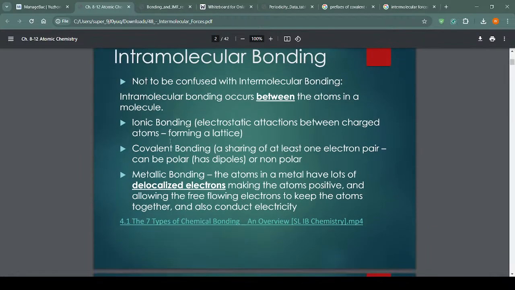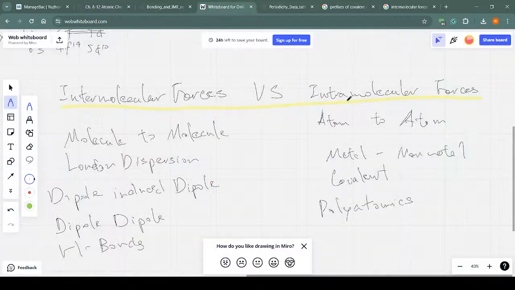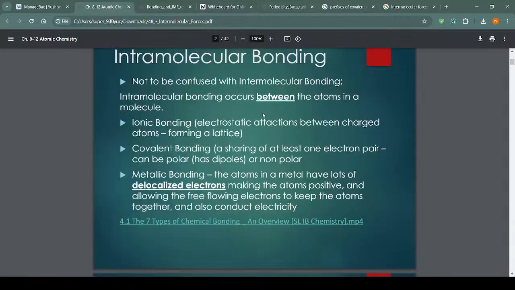Right. So ionic bonding, intermolecular bonding. Intra happens between the atoms. Intra is like within. Inter is between the molecules. Okay. Oh yeah, ionic bonding. Yeah, ionic.